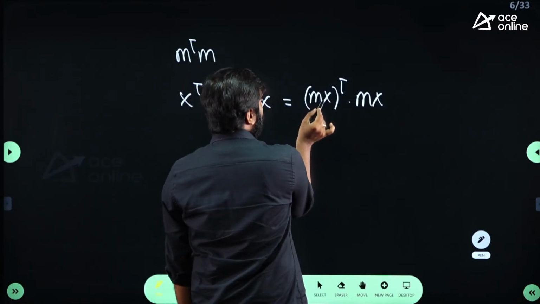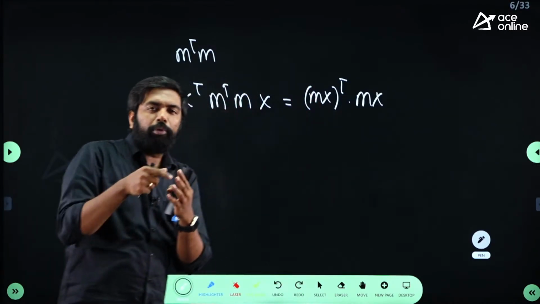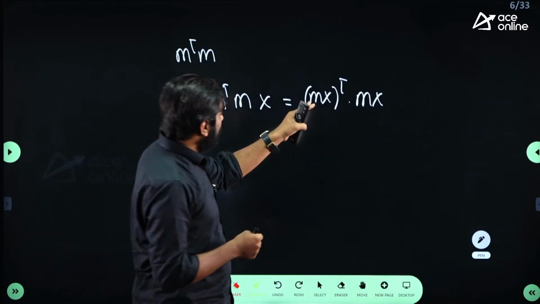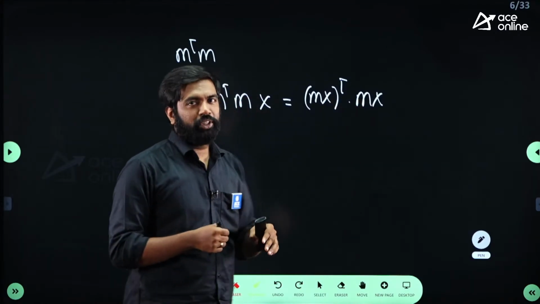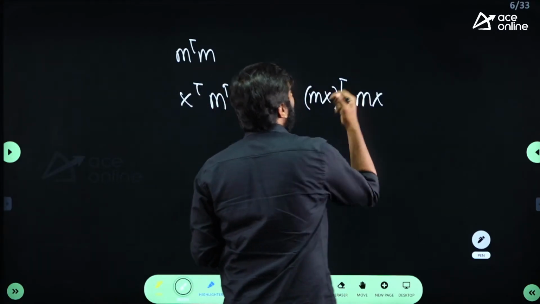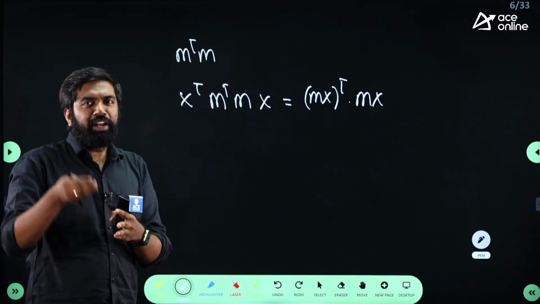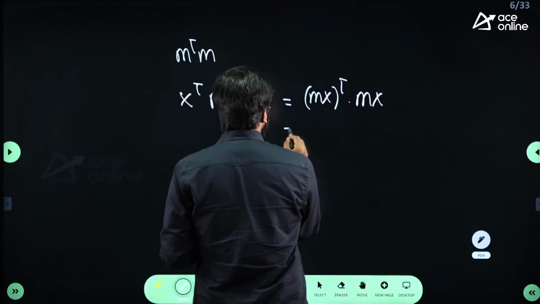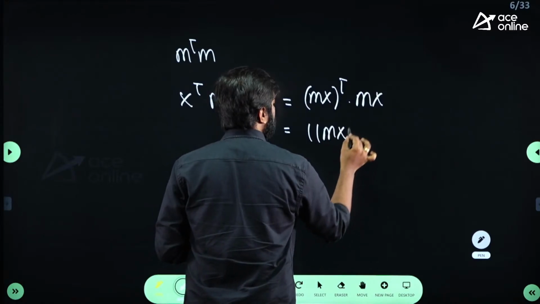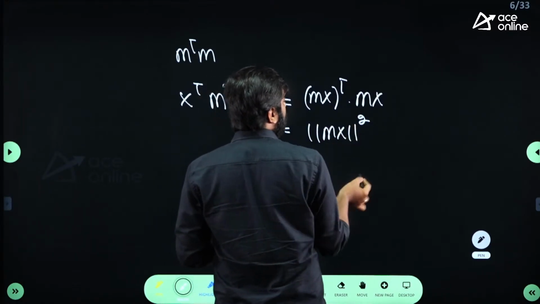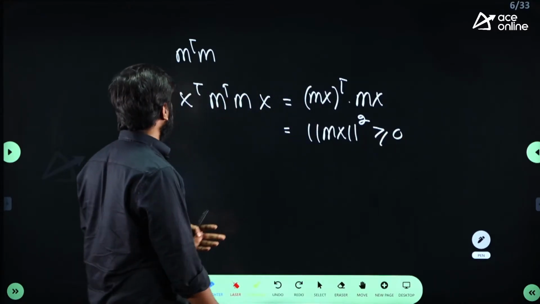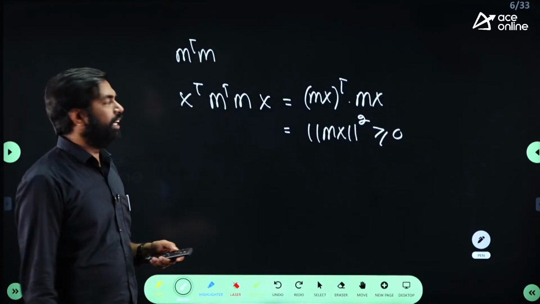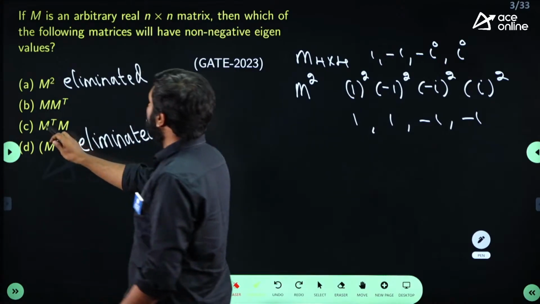So this is like a vector. When you take a dot product of a vector with itself, you will get its magnitude square, because this is like (Mx) transpose and then into Mx. So magnitude square is always greater than or equal to 0. So you can rewrite this as its magnitude whole square. So this is always greater than or equal to 0. Therefore, the conclusion is that this M transpose M is positive semi-definite. All of its eigenvalues are non-negative. So the answer is M transpose into M.